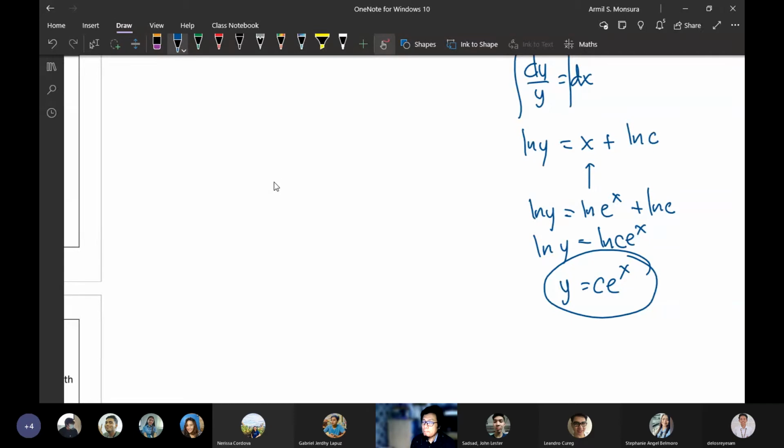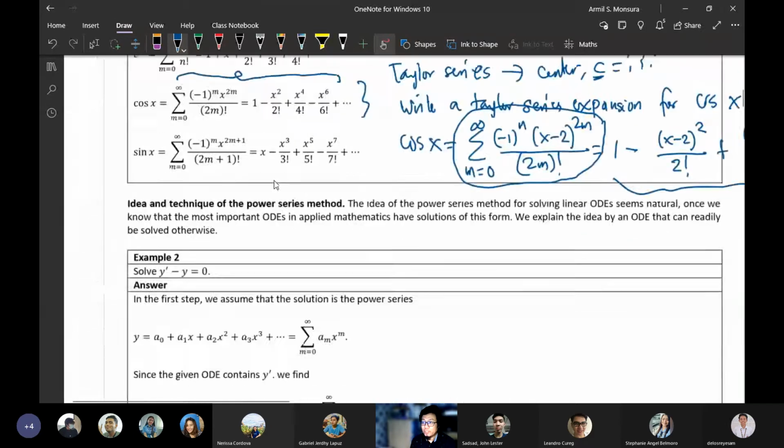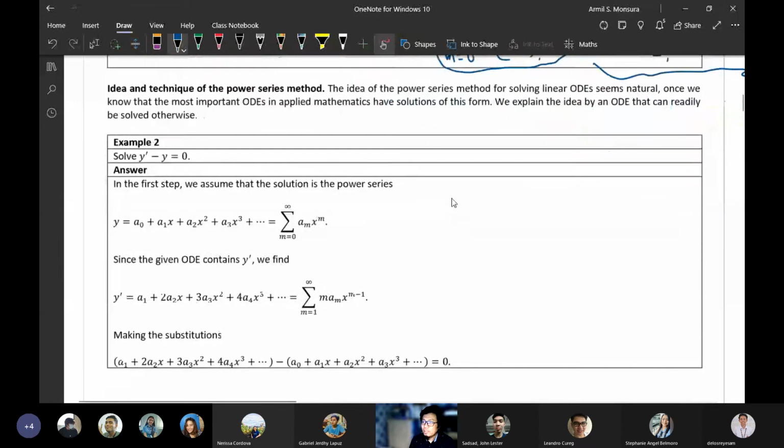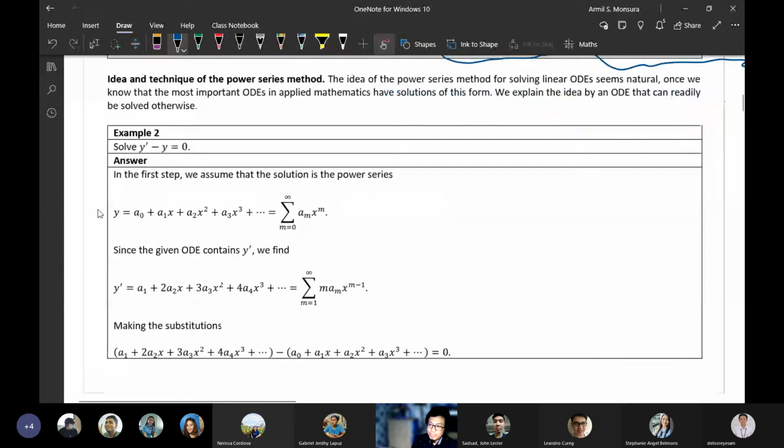Okay. Now, in the power series method, ito yung steps. First, you would assume that the solution is a power series. Ito fixed step ito. Ibig sabihin, ito talaga yung unang-unang step niyan. You have to assume that the solution is the power series of this form. So that's the first step.